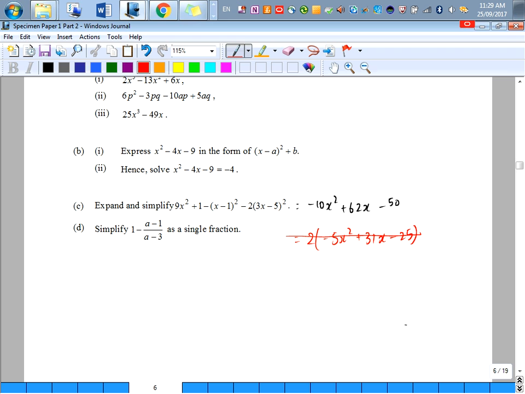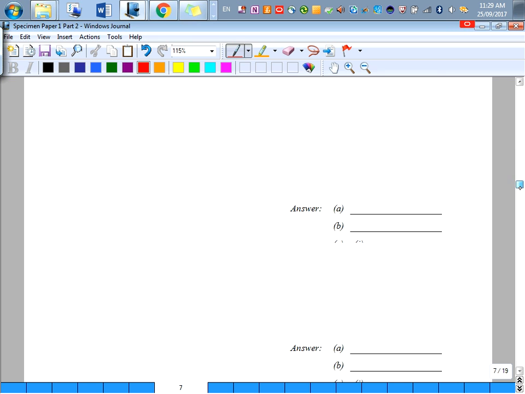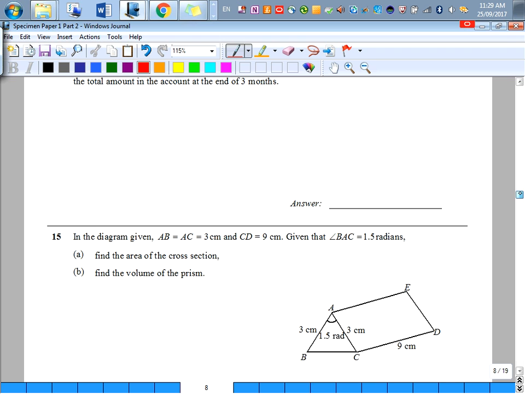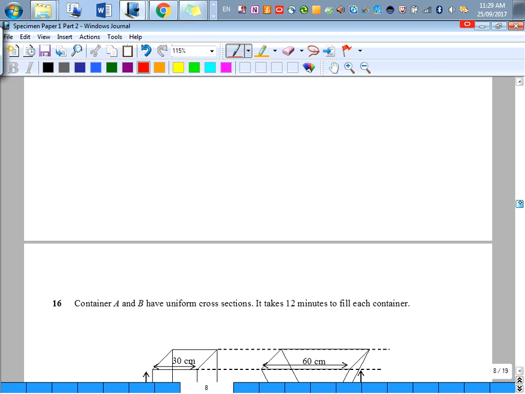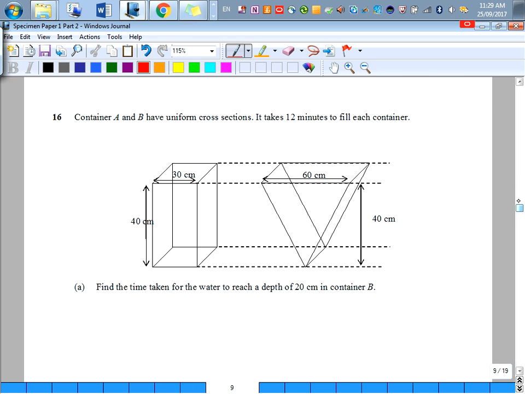Okay, then the next question was 16. Because nobody else had any questions in between. That includes you. Find the time taken for the water to reach a depth of 20. So, this one. Okay, so the depth over here, 20. The time taken.